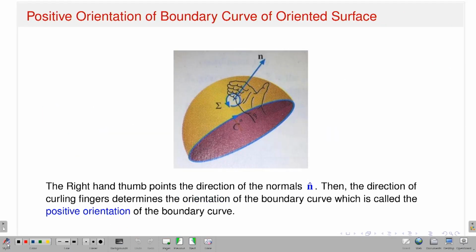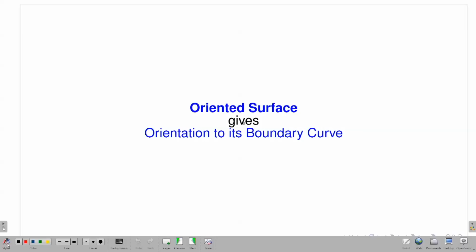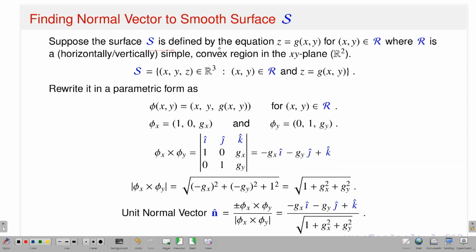For example, look at this one, which I already discussed. Suppose the surface is defined by the equation z equals g of x, y, like z equals 4 minus x squared minus y squared. That means it is of the explicit form. Then your surface is the collection of all (x, y, z), where (x, y) runs over R and z equals g(x, y). Now that R you know, right?